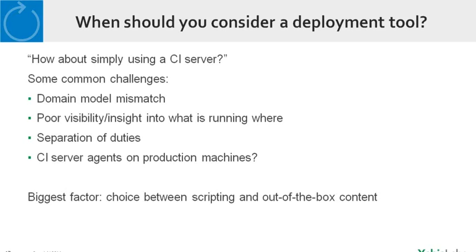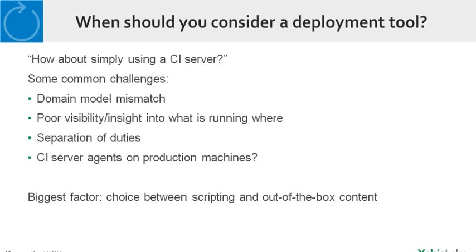An exception here would be Bamboo to some extent, because I think they've done a really nice job of visualizing this particular piece. But in general, most of the CI servers you pick up will not give you an easy way to find out what's running where, which from a deployment perspective is a really trivial and common question.